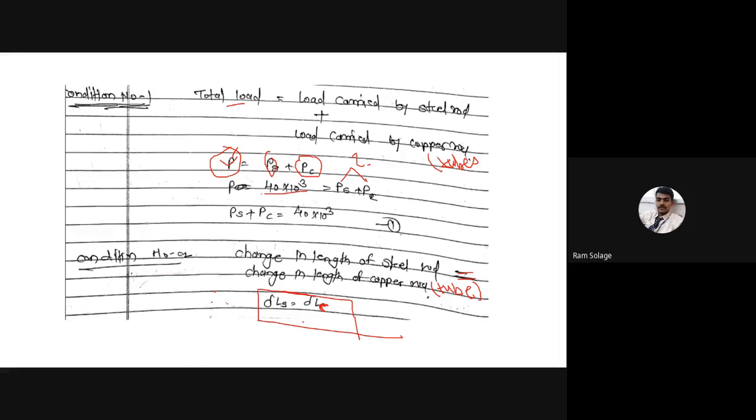Now, what is delta LS and what is delta LC? Put the formula. PS into L divided by AS ES is equal to PC into L divided by AC EC. L gets cancelled because the length of the copper rod and the length of the steel rod will be the same. So L will get cancelled. PS and PC are the unknowns. Write down just PS and PC.